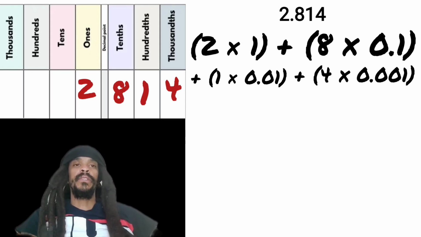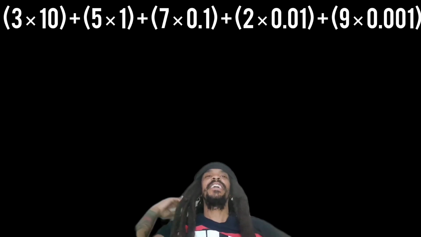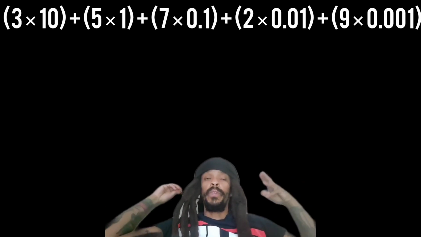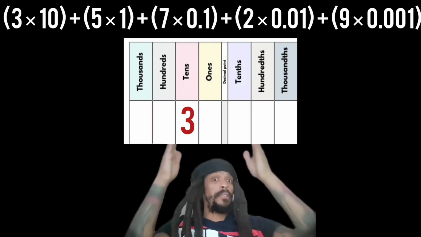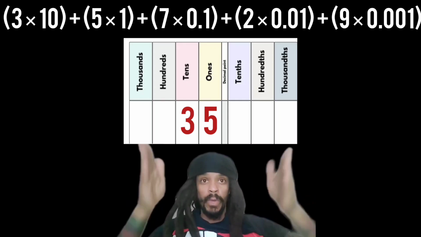Okay, so does that make sense? Let's move on. I would like for us to write these next two numbers in standard form. The number in expanded form is 3 times 10 plus 5 times 1 plus 7 times 1/10 plus 2 times 1/100 plus 9 times 1/1000. So let's go ahead and put those in our placement value chart. We see a 3 in the tens place. Go ahead and put that 3 in the tens place. 5 times 1 means that 5 is in the ones place. Put the 5 in the ones place.